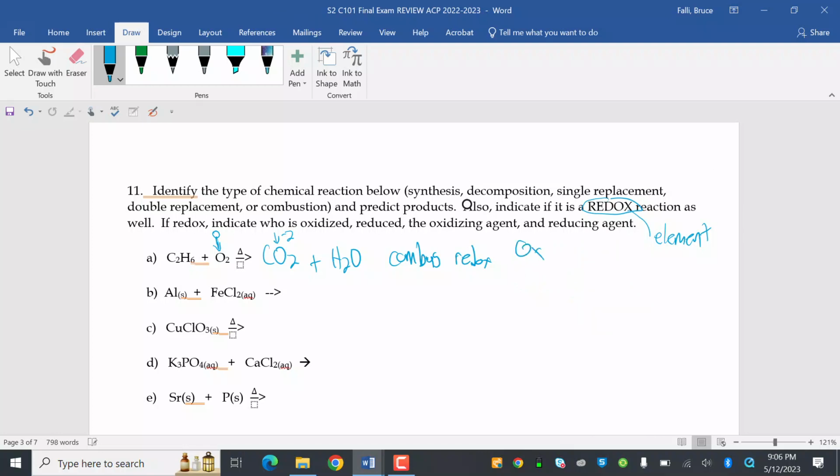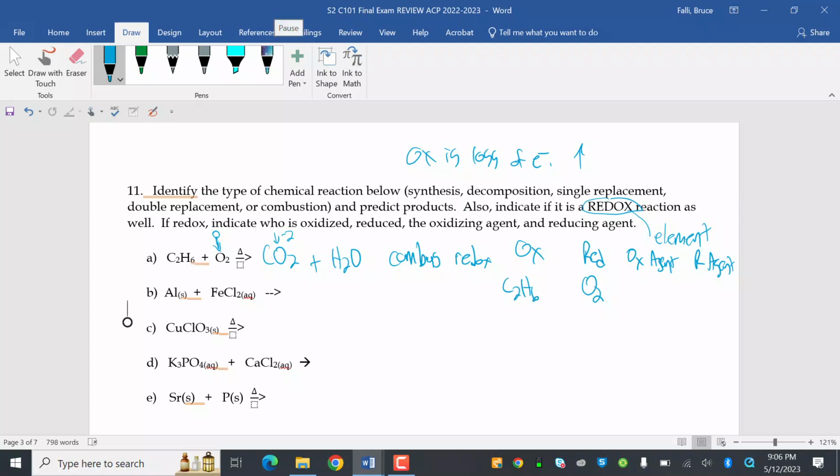What is oxidized? What is reduced? Oxidizing agent and reducing agent. Okay, oxidation is loss of electrons. If you lose electrons, charge goes up. This went from 0 to -2. That's not what it was. So oxygen is reduced. So my other friend C2H6 has to be oxidized.